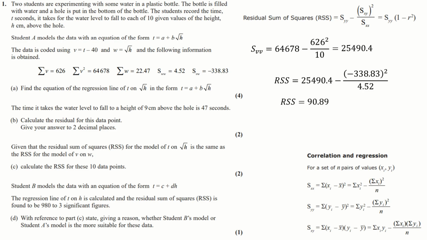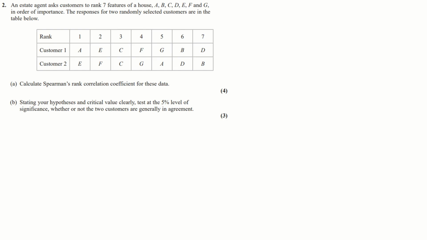Student B models data with this, and their RSS is 980. Now, their RSS is much bigger than this one here. So if the residual sum of squares is bigger, then it's a worse model. So B's is a less suitable model. And that's all we have to say there.